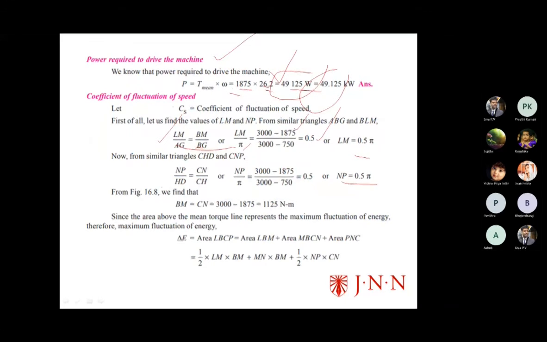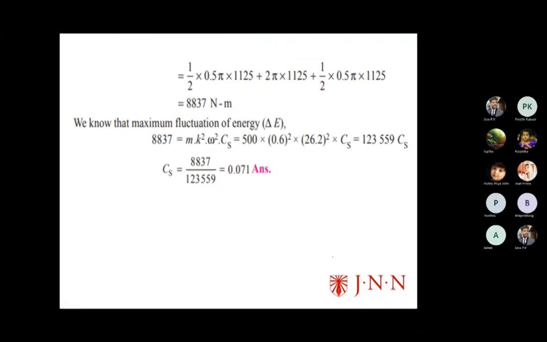So BM equal to, so total area of LCB equal to the area of LBM plus area of MCBN plus area of PNC, that is, half into LM into BM plus MN into BM plus half into NP into C. Once we substitute all the values, we finally find 8,837 Newton meter. That is the torque.